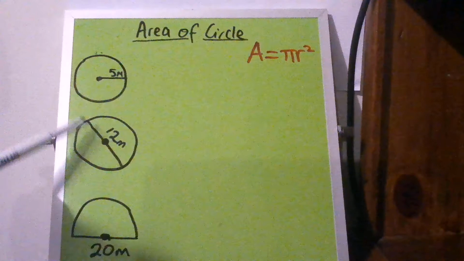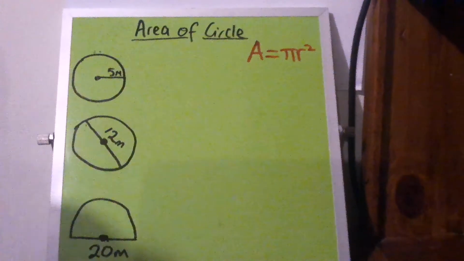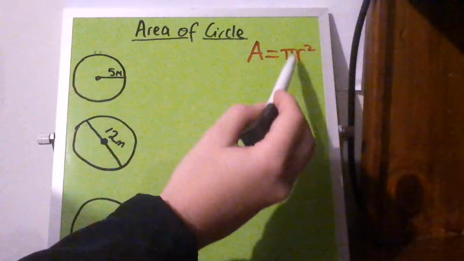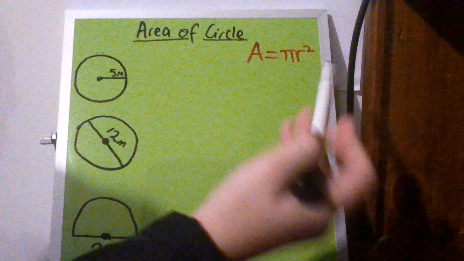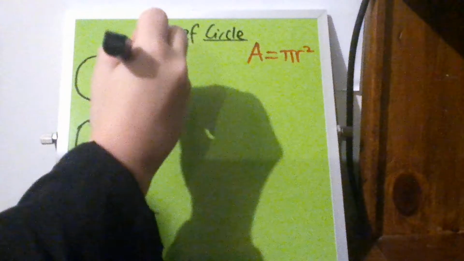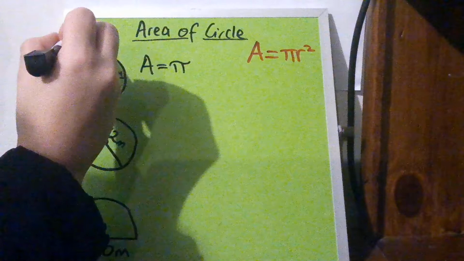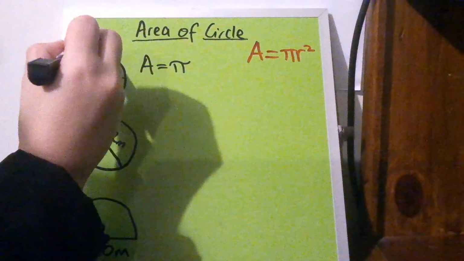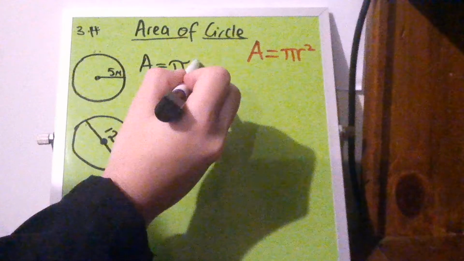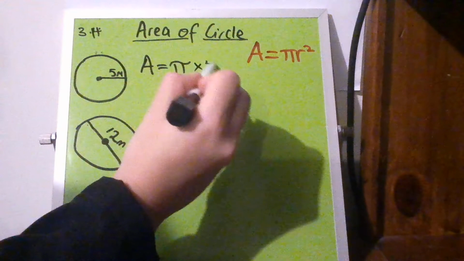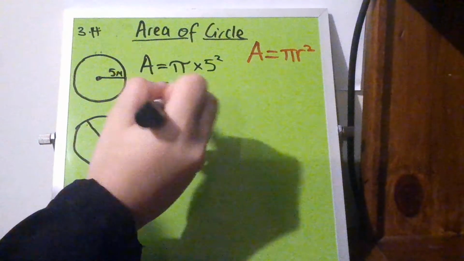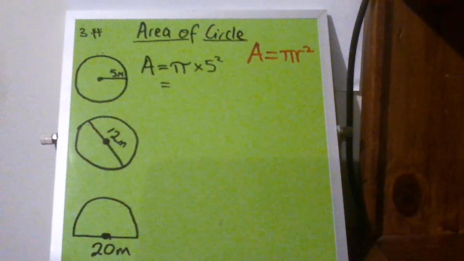It can go in any direction as long as it goes from the center to the edge. The diameter goes all the way across, so it is double the radius. We need to make sure that we have the radius and not the diameter when we're finding the area. So the area of this first circle is going to be pi, which has an approximate value of about 3.14, times 5 squared. I'm just going to use the calculator to figure that out.